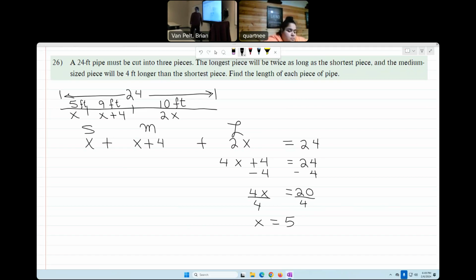Now let's check to make sure we got it right. Do these three pipe lengths actually add up to 24? Yeah. 5 plus 9 plus 10 does equal 24. So you should be able to check yourself on these problems by doing something of that nature.